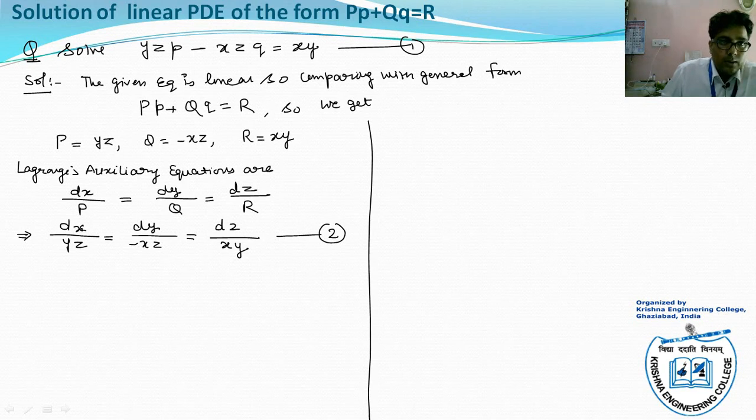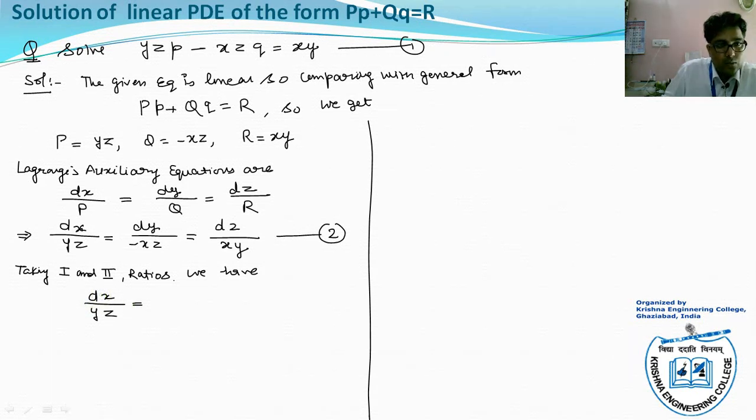We see that this equation can be easily handled with the grouping method. So taking first and second ratios we have dx upon yz is equal to dy upon minus xz. Here z is cancelled, right? Cross multiply and we get x dx plus y dy is equal to 0.